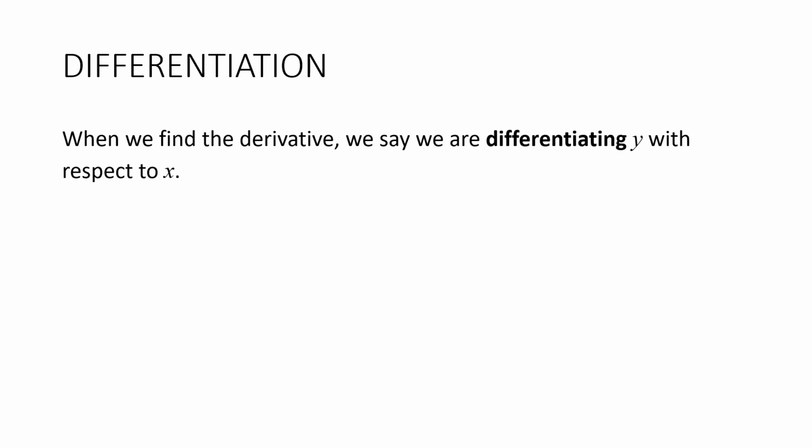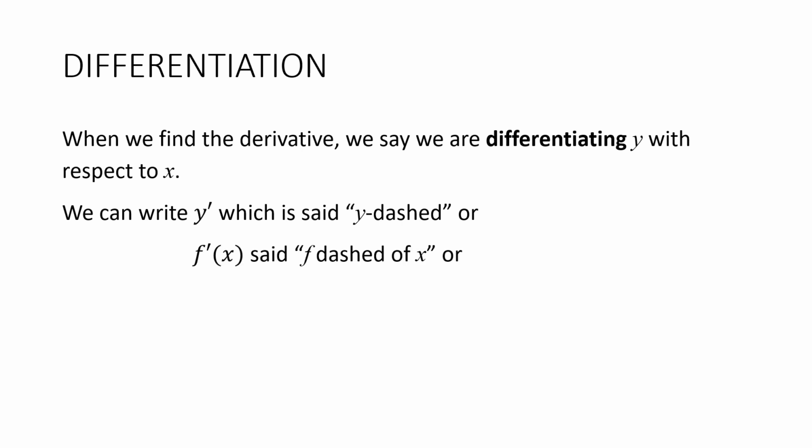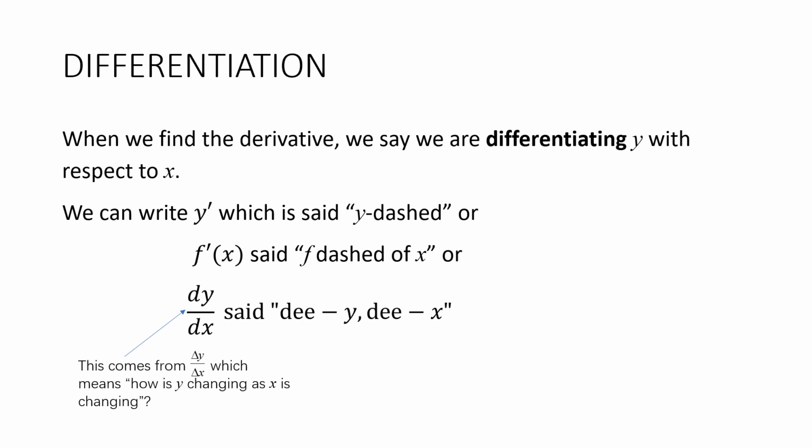Now when we find the derivative, we say we are differentiating y, which is the function, with respect to x. And there are a couple of different notations. We can write y with an apostrophe after it, and we say y dashed. Or we can say f dashed of x. Or we can say dy dx. And this comes from delta y over delta x, which means how is y changing as x is changing?